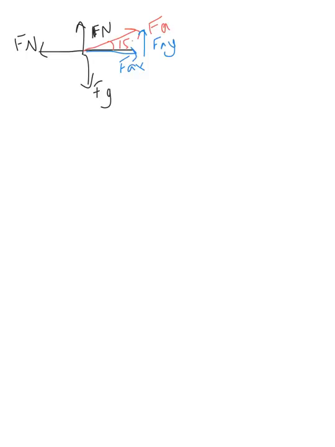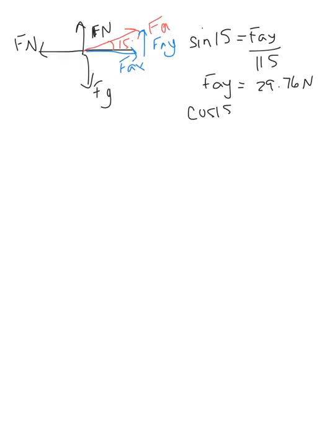Okay, so now for part B, I'm going to resolve that into my components. I'm going to use sine and cos. So sine of 15 would be my opposite, FAY, over 115 newtons. Okay, so FAY is 29.76 newtons. And then I'm going to do my cos, FAX over 115. Okay, so my FAX is 111.1 newtons, going to the right.